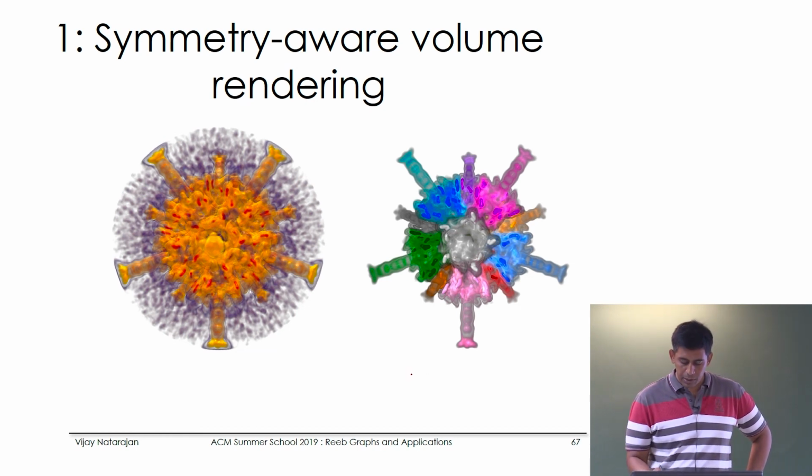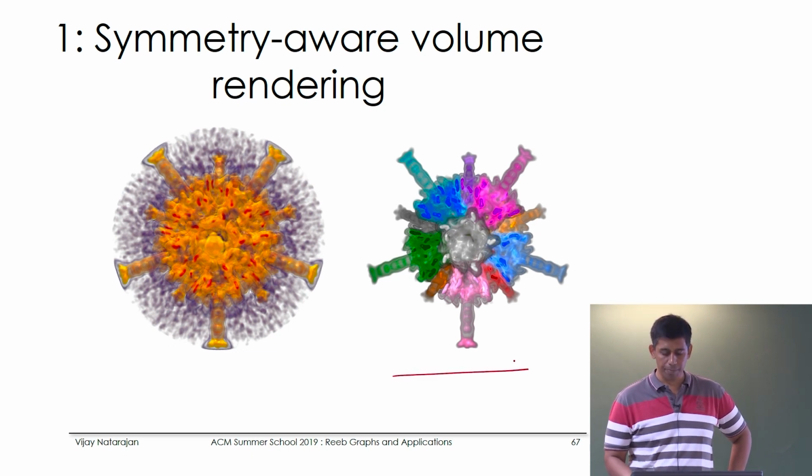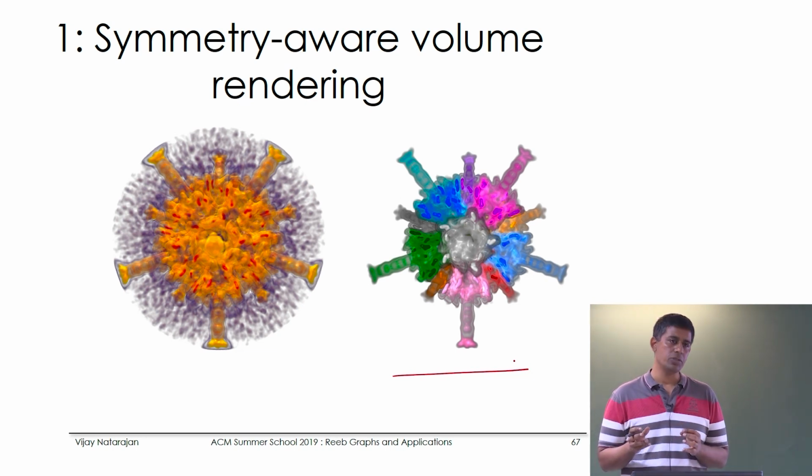And this illustration, this picture is generated by first computing the contour tree, finding the symmetric regions and highlighting the symmetric regions, explicitly highlighting that these are copies of each other.